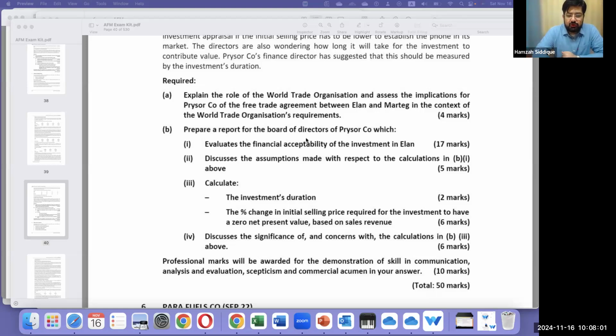B part: prepare a report for the board of directors of Prysor, which evaluates the financial acceptability of investment in Elan, 17 marks. Then, discuss the assumptions made with respect to the calculation above. Assumptions are one of the favorite questions of the examiner, a theoretical question. Although it is 5 marks only over here, sometimes it is up to 10 marks. And we will talk about it today.